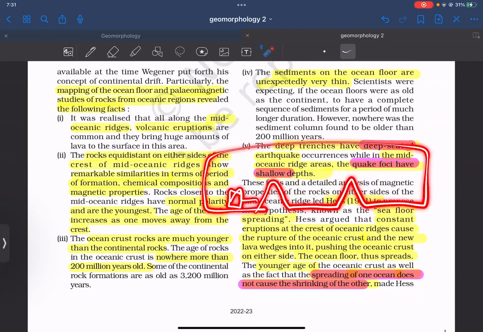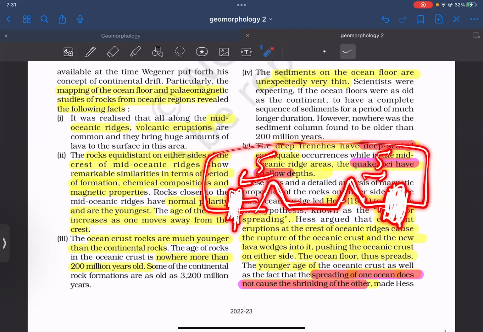Rocks at equidistance. Suppose at 5 kilometer distance from this mid-oceanic ridge and 5 kilometer distance from here, the rocks which are found have similar properties. Similar in what? Period of formation, chemical composition, magnetic properties. This amazed scientists. Why is it possible? How is it possible? They even had the same magnetic polarity, right?